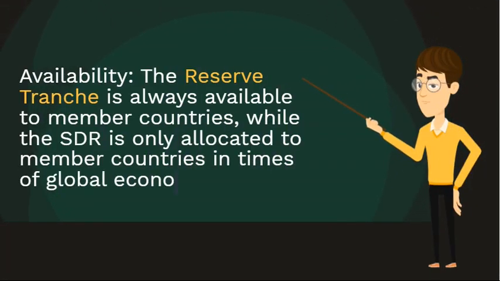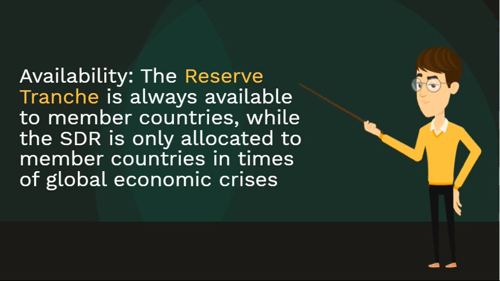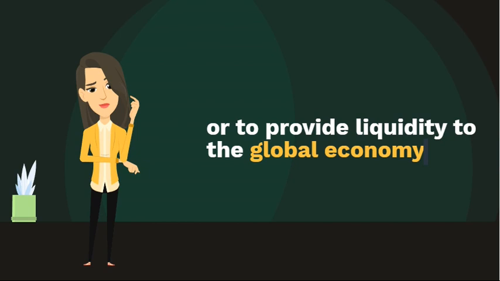Availability. The reserve tranche is always available to member countries, while the SDR is only allocated to member countries in times of global economic crises, or to provide liquidity to the global economy.